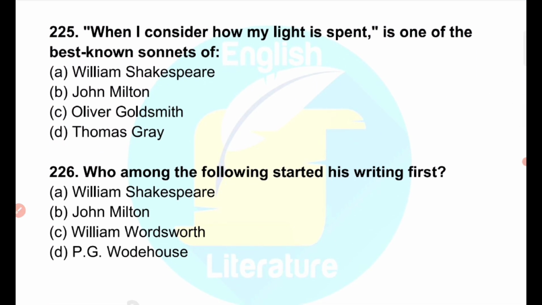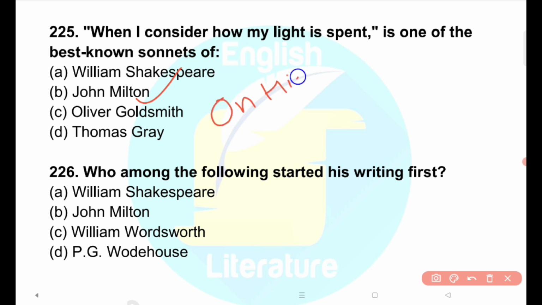"When I consider how my light is spent" is one of the best known sonnets of option B, John Milton. It is a line from a sonnet by John Milton, widely known as On His Blindness.